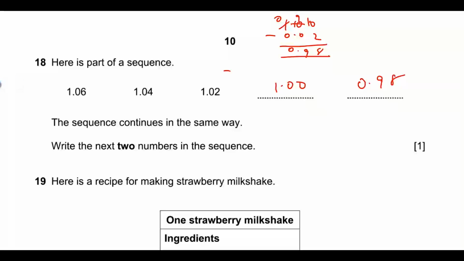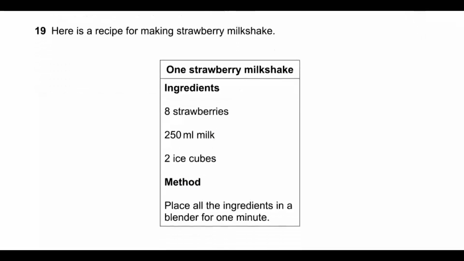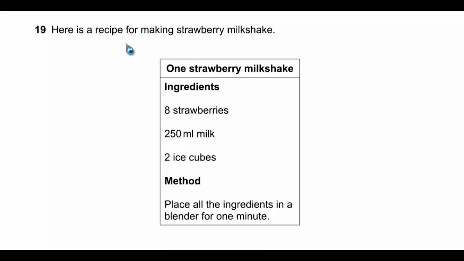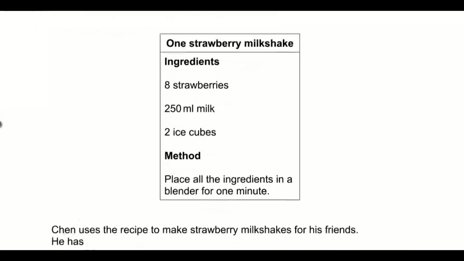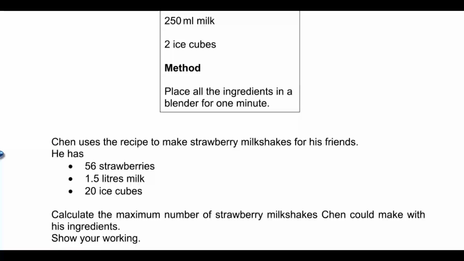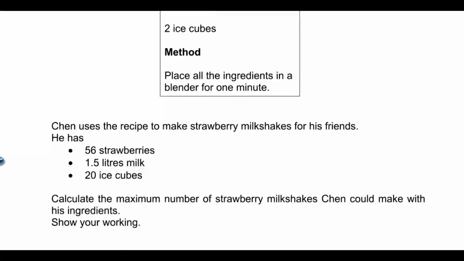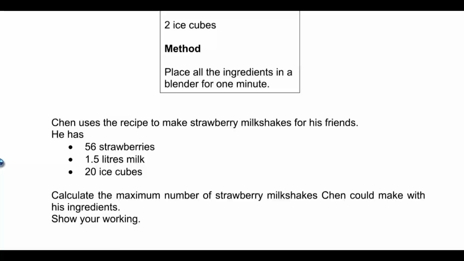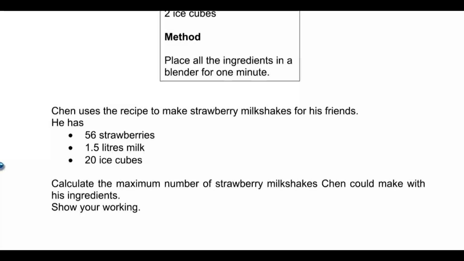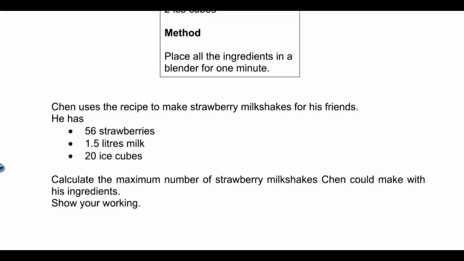Okay, so the next question will be this. Here is a recipe for making strawberry milkshake. Chen uses the recipe to make strawberry milkshakes for his friends. He has 56 strawberries, 1.5 liters milk, 20 ice cubes. Calculate the maximum number of strawberry milkshakes Chen could make with his ingredients.